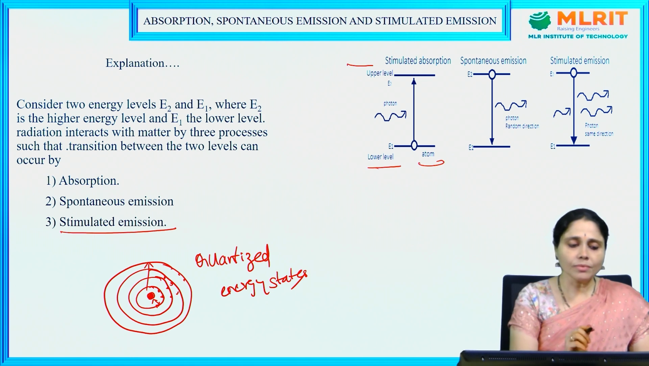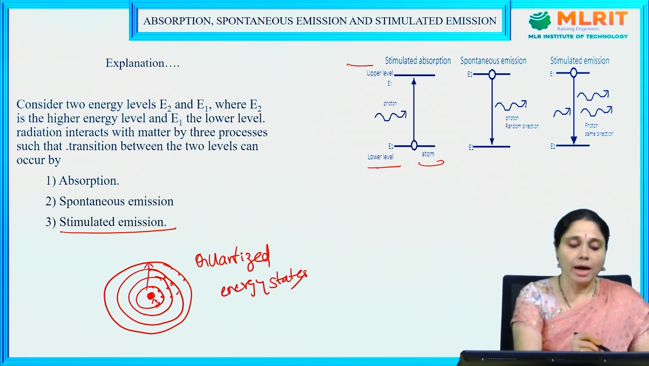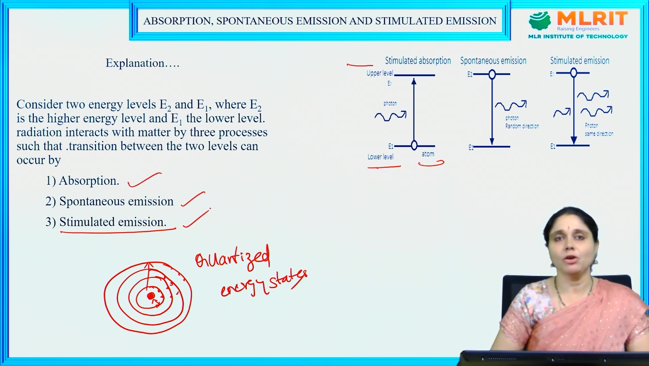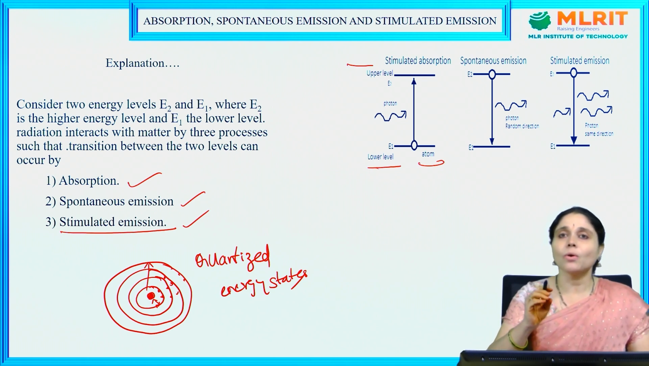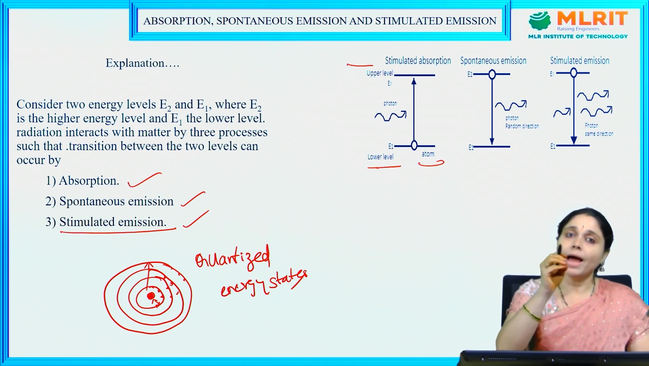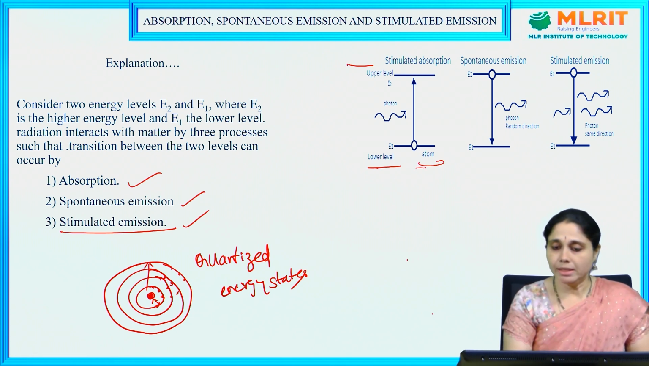So the radiation interacts with matter by three processes, such that the transition between the two levels occurs by absorption, spontaneous emission and stimulated emission of radiation. Now, absorption means when the atom is in the ground state. Atom means the electron is in the lower energy state. We are going to consider the whole atom. Okay, is it clear? So the atom is in the lower energy state.